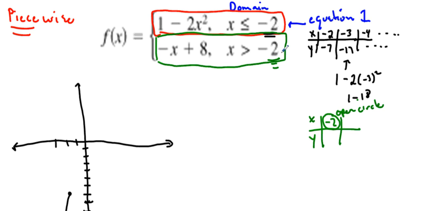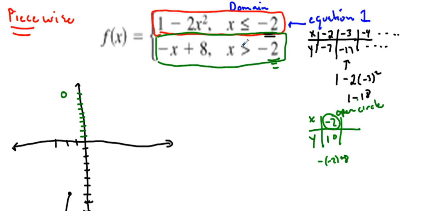So when you plug in -2, we're going to plug -2 into here. What we have is negative times -2, plus 8, which gives us 10. So at -2, we can go 1, 2, 3, 4, 5, 6, 7, 8, 9, 10. And at -2, it's going to be an open circle, because remember, it has to be a function: for every input, there's one output. And so that's our starting point.